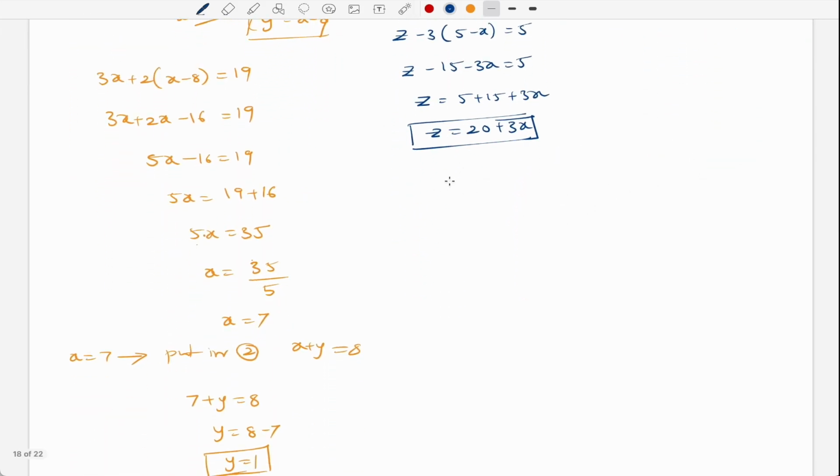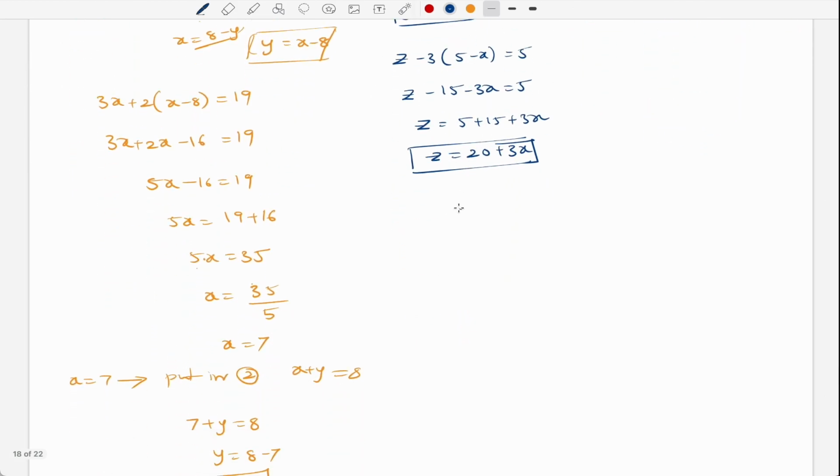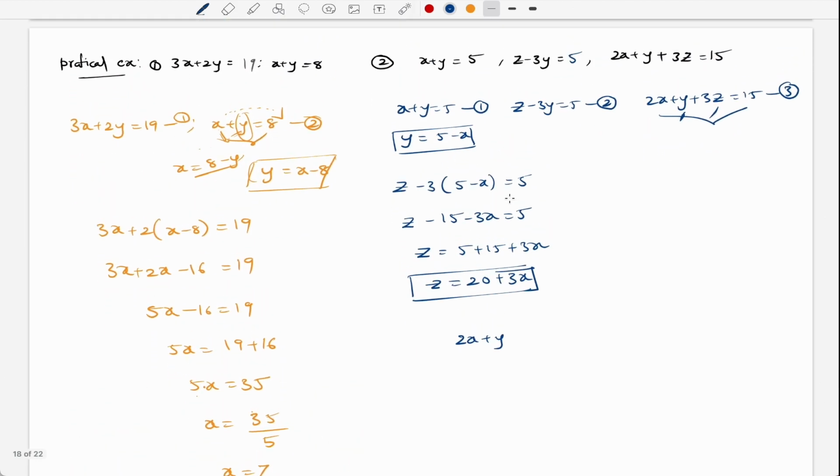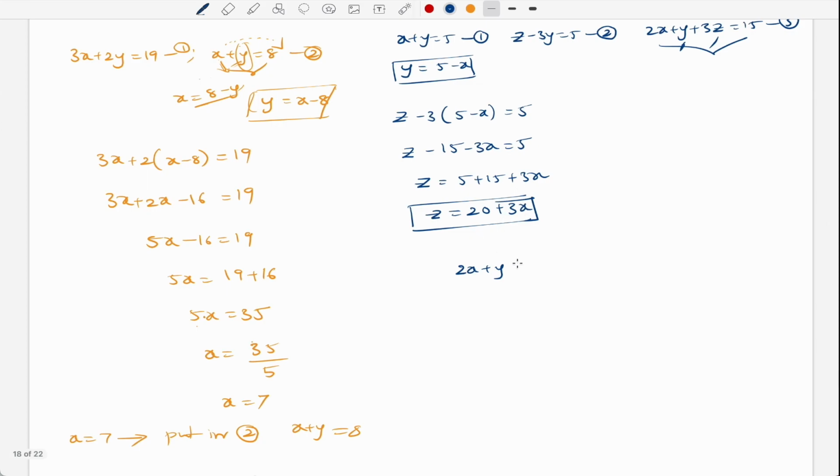Equation 3 is 2x plus y plus 3z is equal to 15. This is our equation 3.